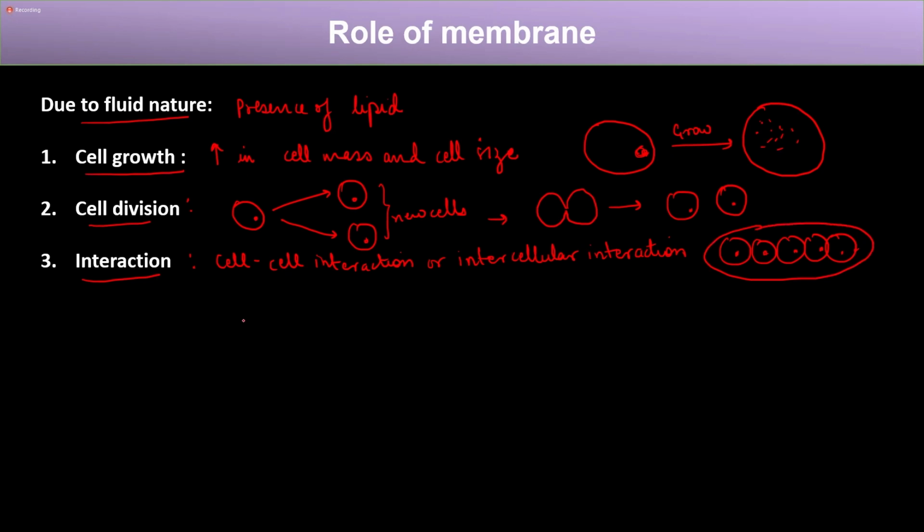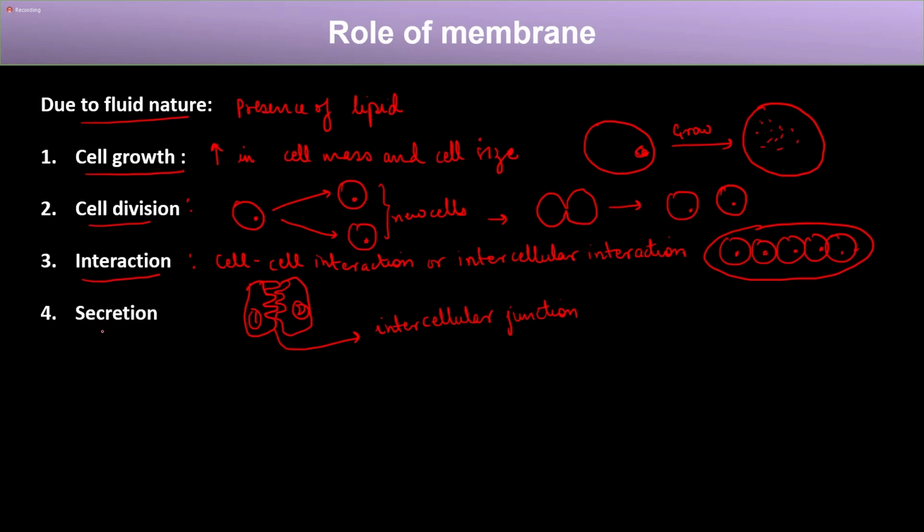So how do these cells interact? With the help of their plasma membrane, they form a structure something like this. This is one cell, this is another cell, and they form this intercellular junction. Through this intercellular junction, the cells communicate with each other.